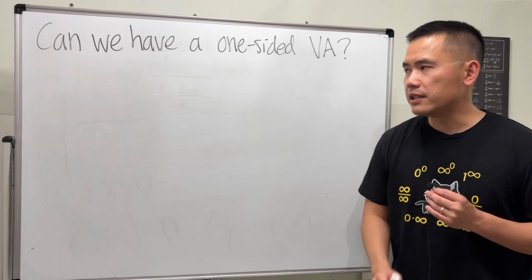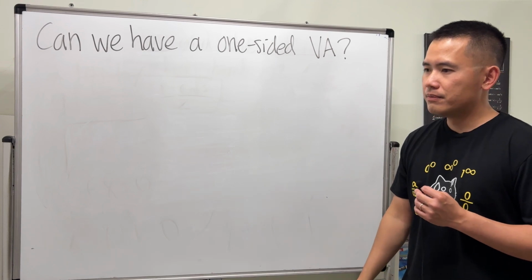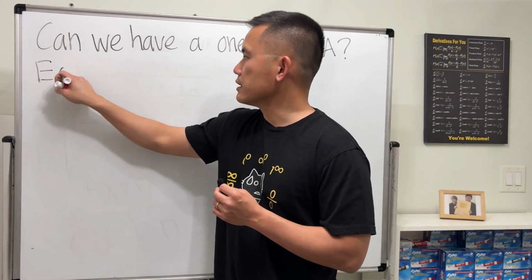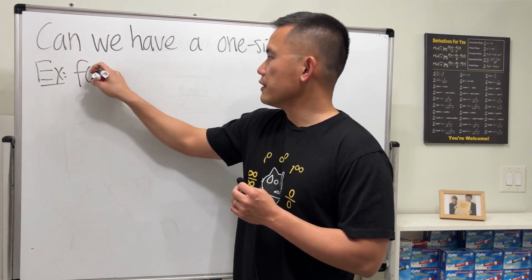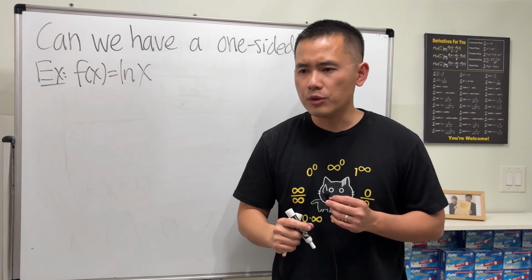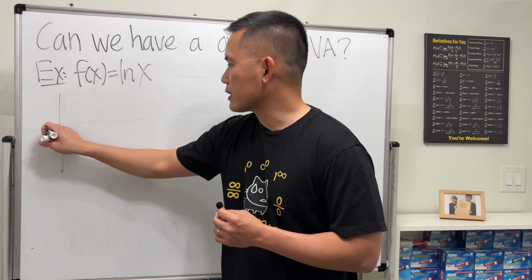So the question for today is, can we have a one-sided vertical asymptote? The answer to this is yes. First, let me just give you guys an example. If you consider the function natural log of x to have a one-sided vertical asymptote, which it does, then you're done, because the graph of it looks like this.